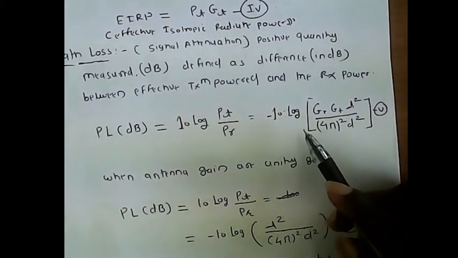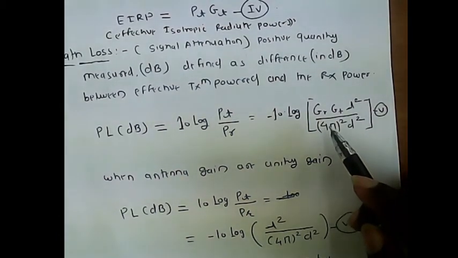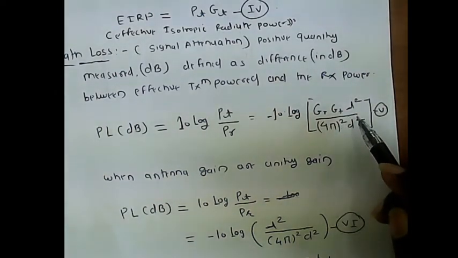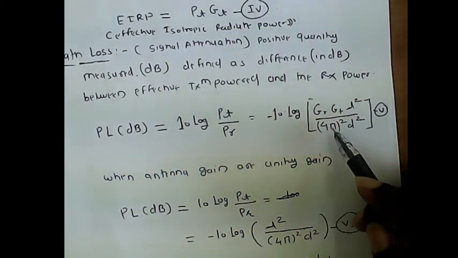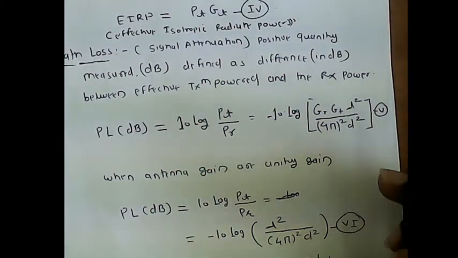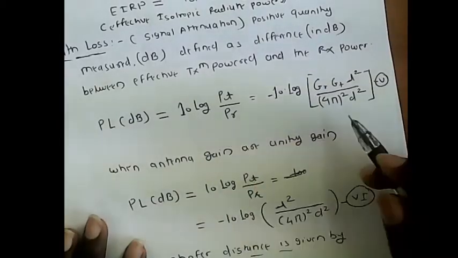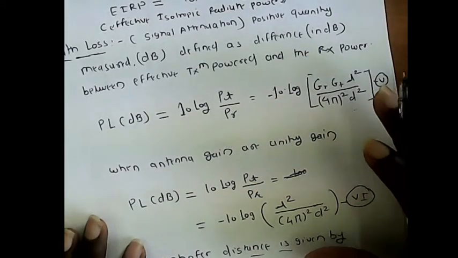So path loss equals minus 10 log of the bracket: gain of the transmitting antenna, gain of the receiving antenna, lambda wavelength squared, divided by (4 pi) squared into d squared, where d is the separation distance between transmitter and receiver. This is the formula to calculate the path loss in dB.